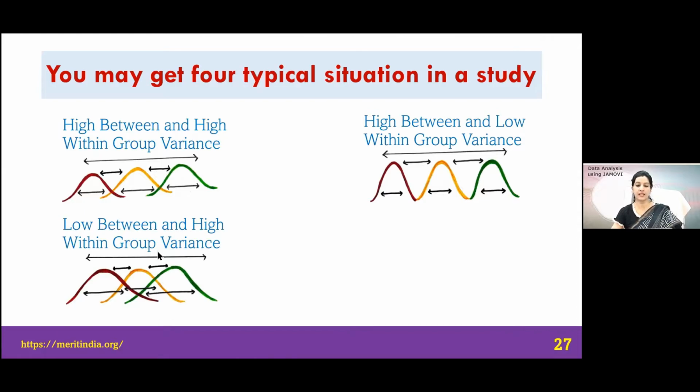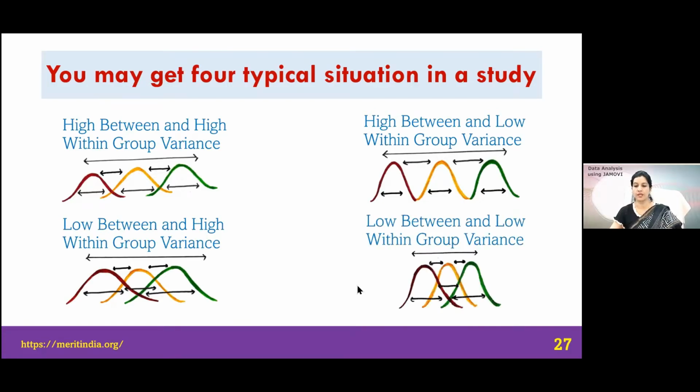This is another example where there is a low between group variance because these are overlapping. So the within group variance is high, but the between group variance is low. And this is another graph where both are low because this is narrow and they are overlapping. So low between group variance and low within group variance.